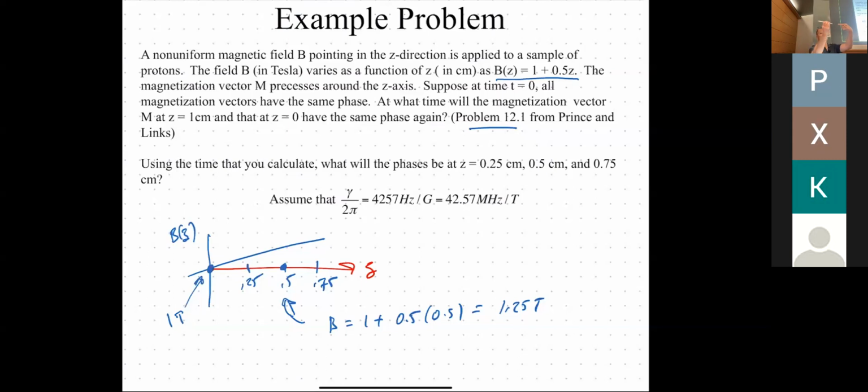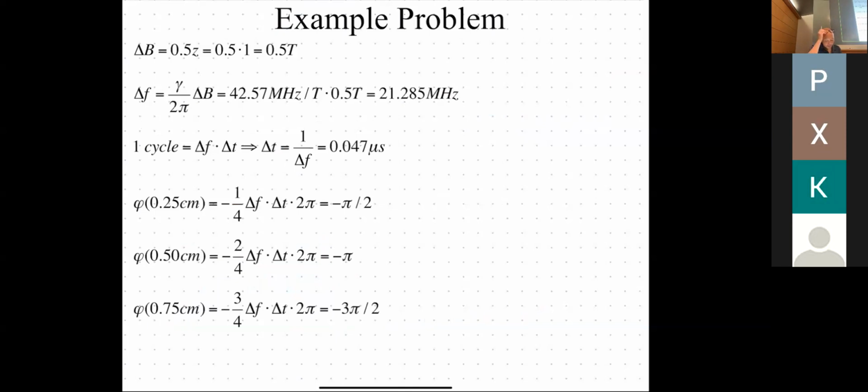This one is at a smaller field, so it's going to take longer to come back in phase. This one's farther out, so it's in a much faster field, and it's going to come in phase much more quickly. That's all the question is asking, so let's work through it. The delta frequency, the amount of frequency that we're accumulating, is just equal to gamma over 2 pi times delta B. Remember, our delta B is just equal to 0.5 T from the problem. So the frequency that we're increasing is just, let's see, this is at z equals 1, right?